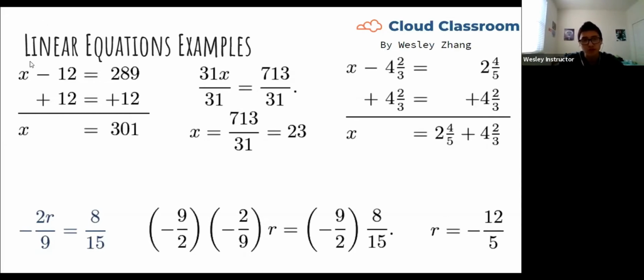For example, in the first one, x minus 12 equals 289. You see a minus 12, so you want to add 12 to both sides because you want to get the x, or the variable, by itself. That's how you solve linear equations. You always want to get the variable by itself. So if you see addition, you subtract, and vice versa. Same thing with multiplication and division.